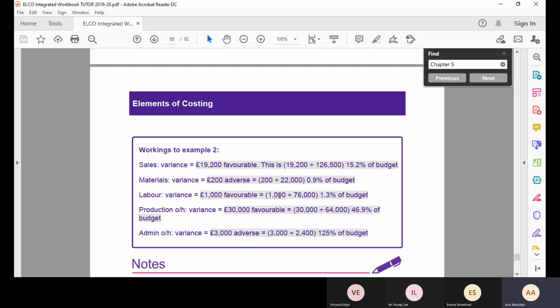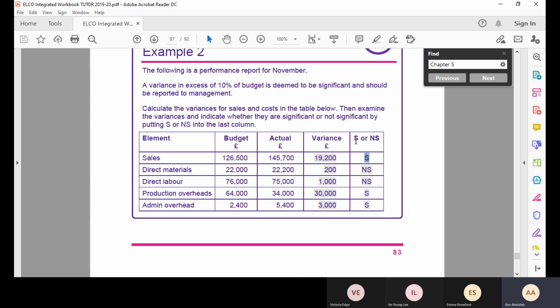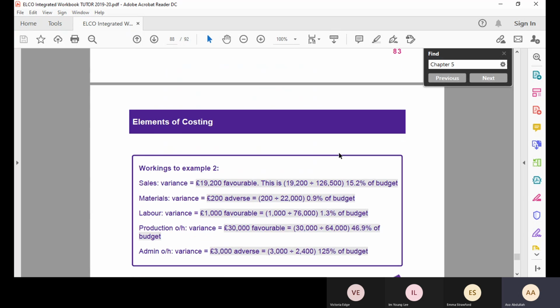To calculate the percentage of variances, you must divide the variances by the budget. Then you will get the percentage of the differences, whether it is significant or not significant.